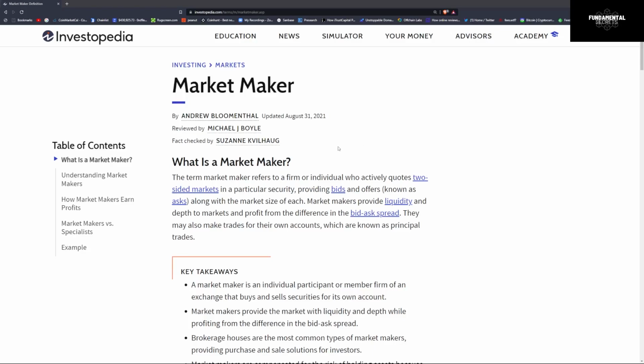What is a market maker? The term market maker refers to a firm or individual who actively quotes a two-sided market, right? Because what is a two-sided market? A two-sided market is there's a buyer and there's a seller, right? And you need a buyer for every seller, and you need a seller for every buyer. Why do you need this? Why does liquidity flow in this way?